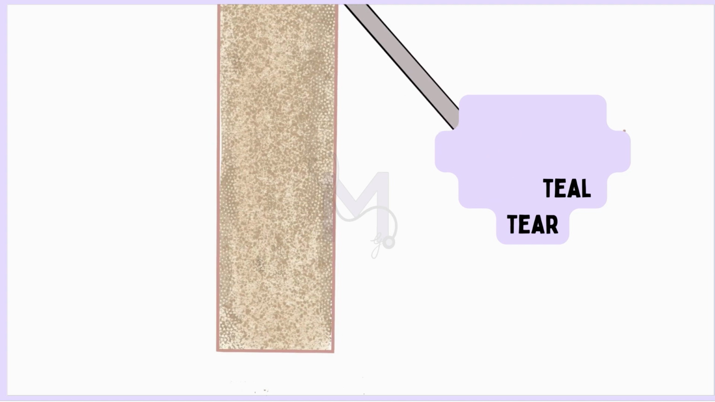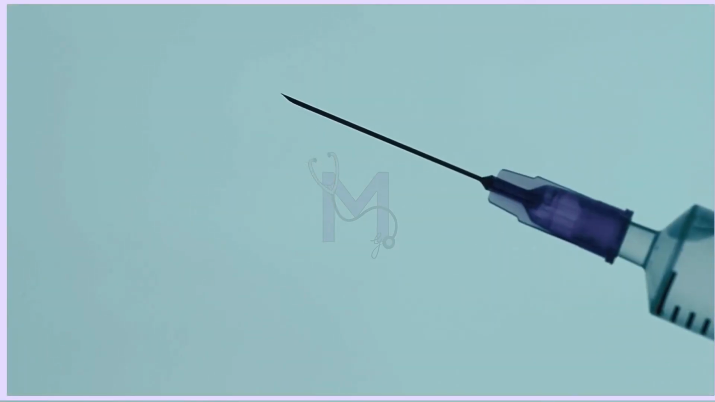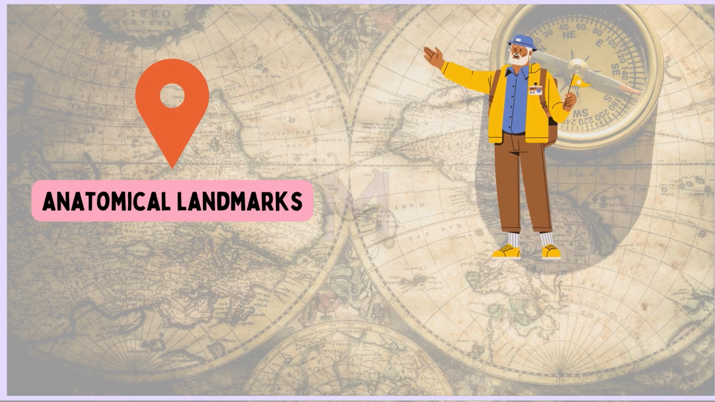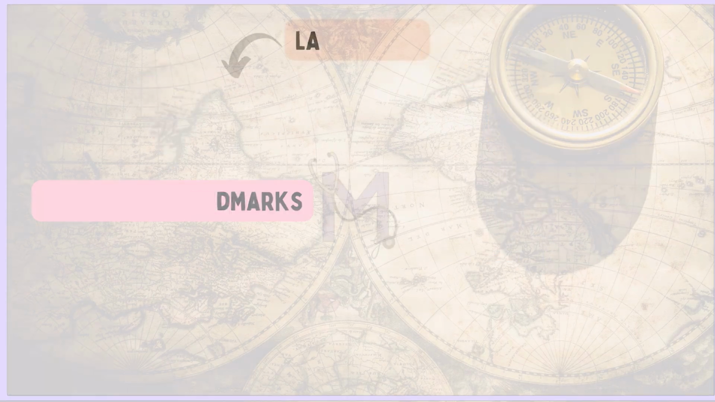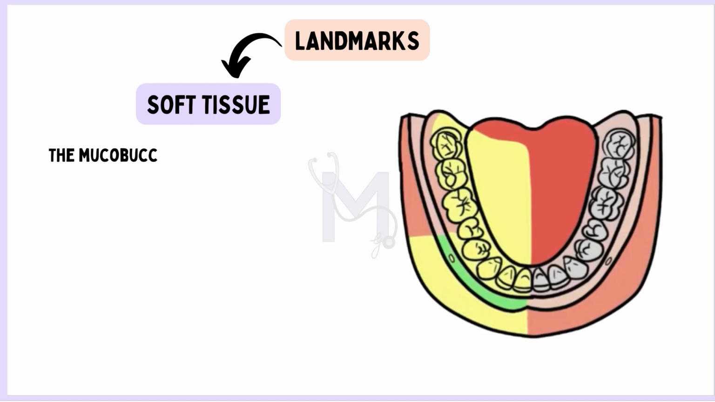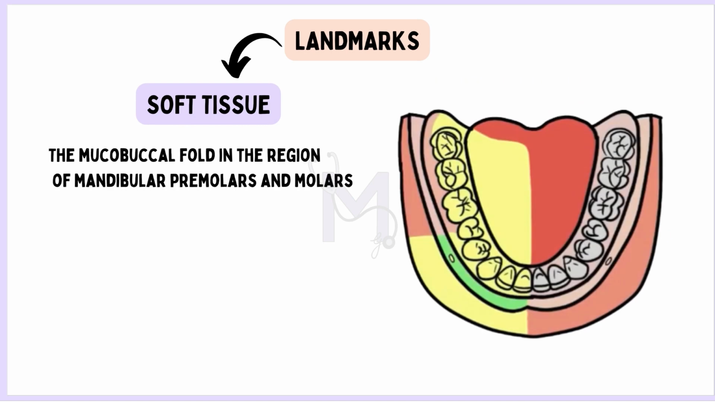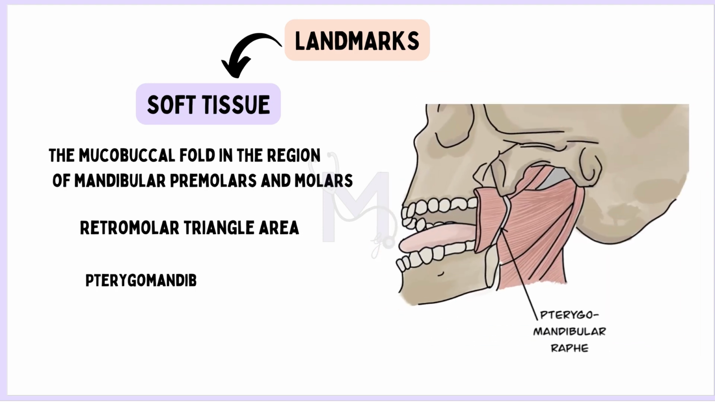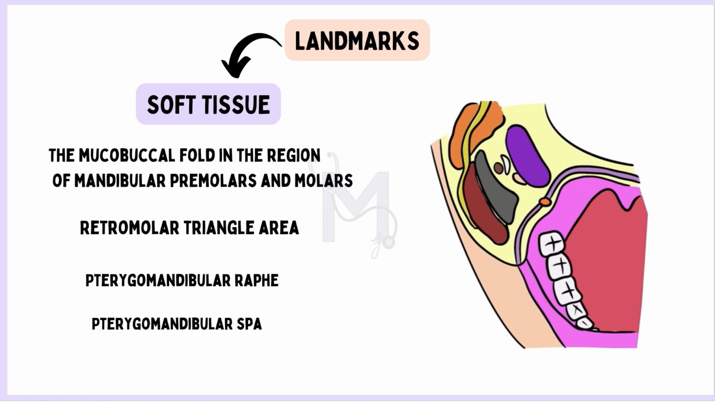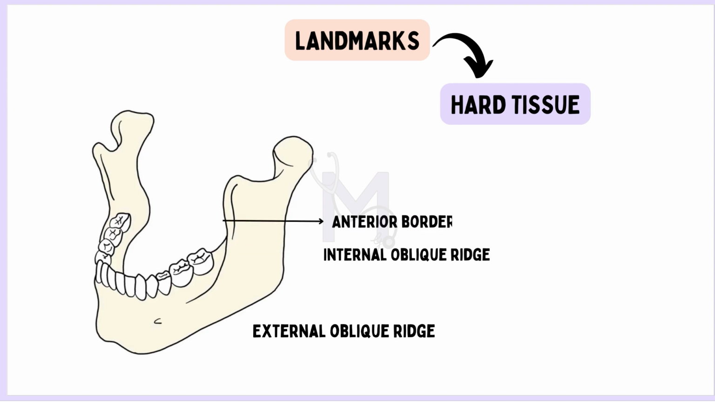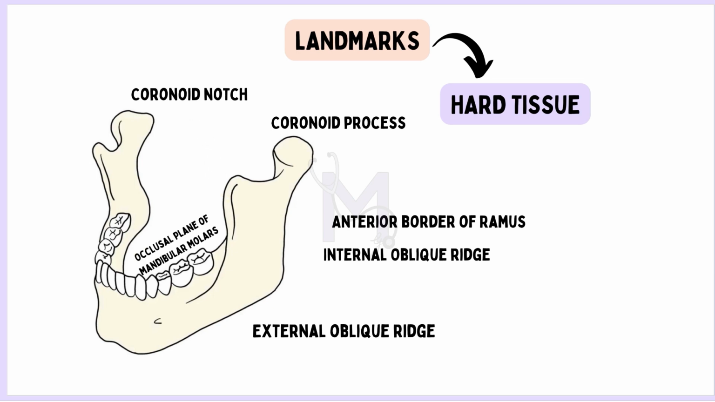It is vital to know that we are pricking the needle in the correct area to avoid block failures. Certain anatomical landmarks act as guides which are palpated prior to the needle insertion. These can be divided into soft tissue and hard tissue landmarks. Soft tissue landmarks include the mucobuccal fold in the region of mandibular premolars and molars, retromolar triangle area, pterygomandibular raphe, and pterygomandibular space. Hard tissue landmarks include external oblique ridge, internal oblique ridge, anterior border of ramus, coronoid process, coronoid notch, and occlusal plane of mandibular molars.